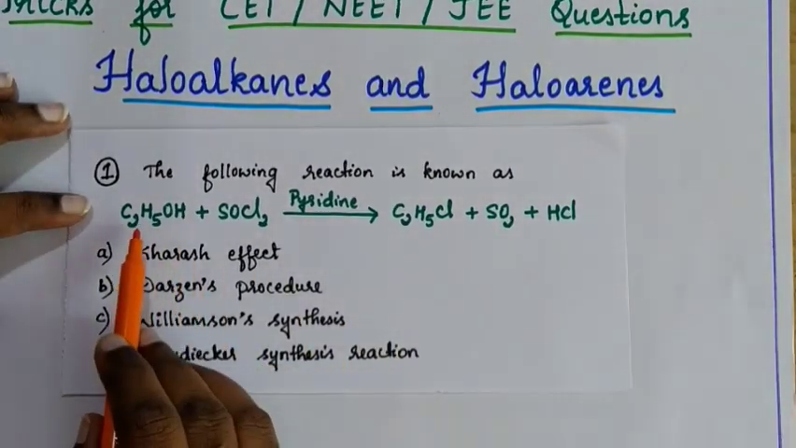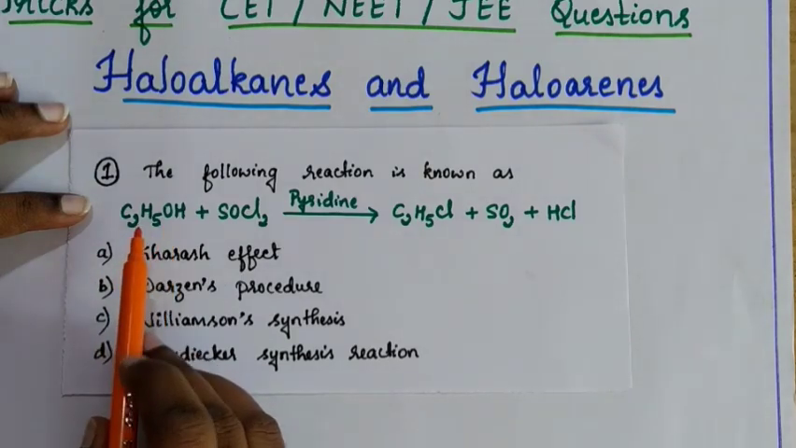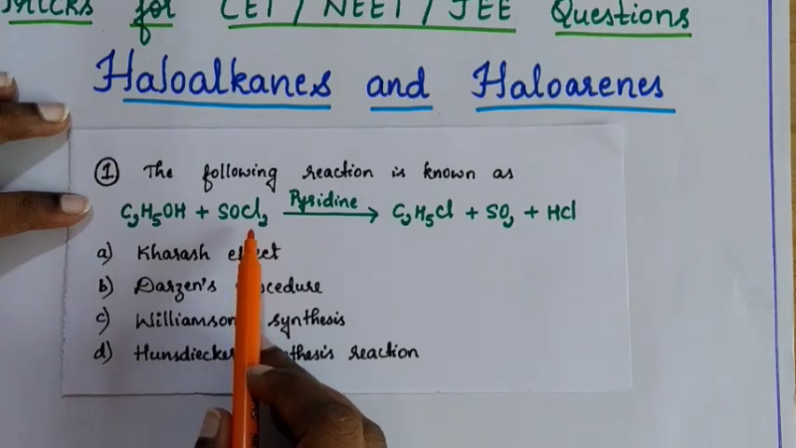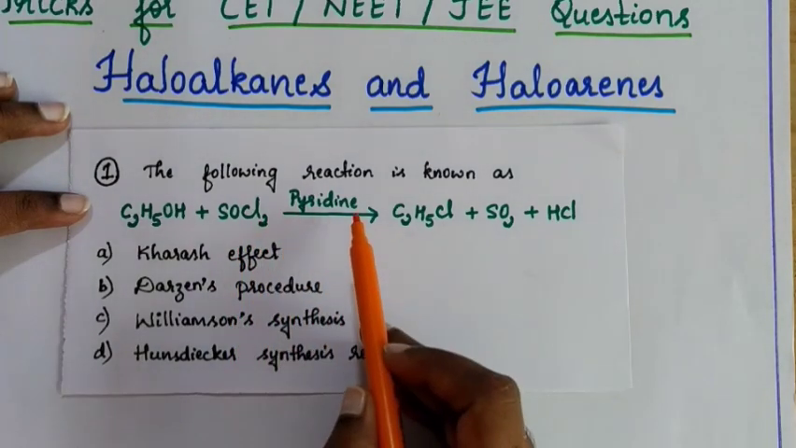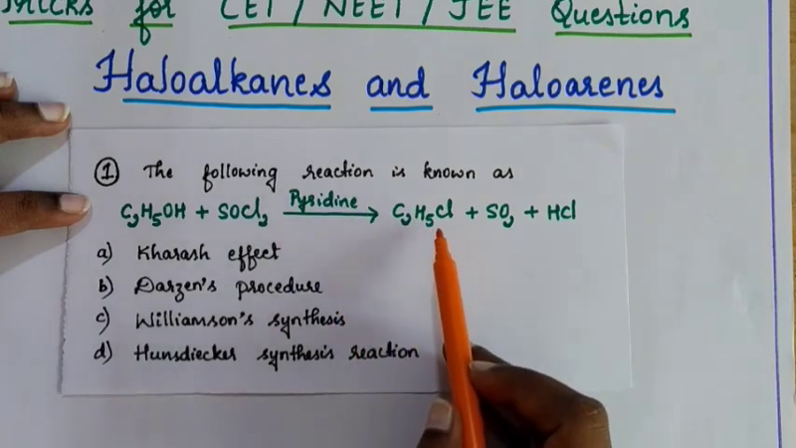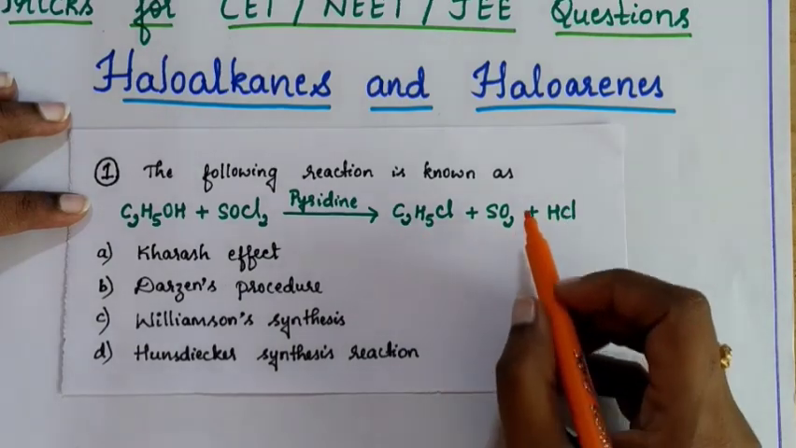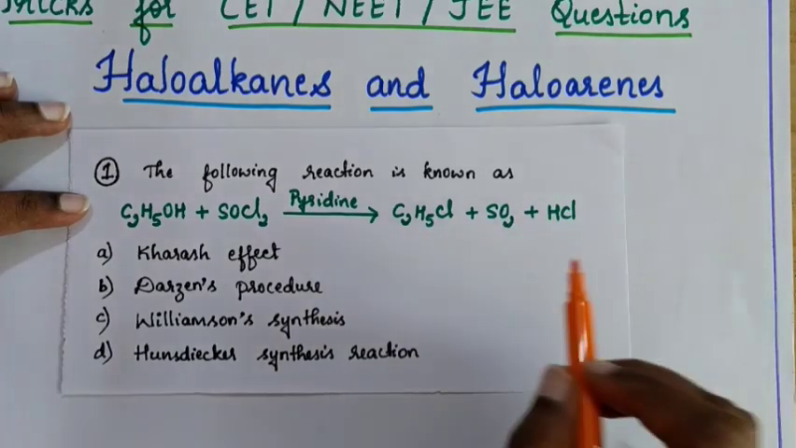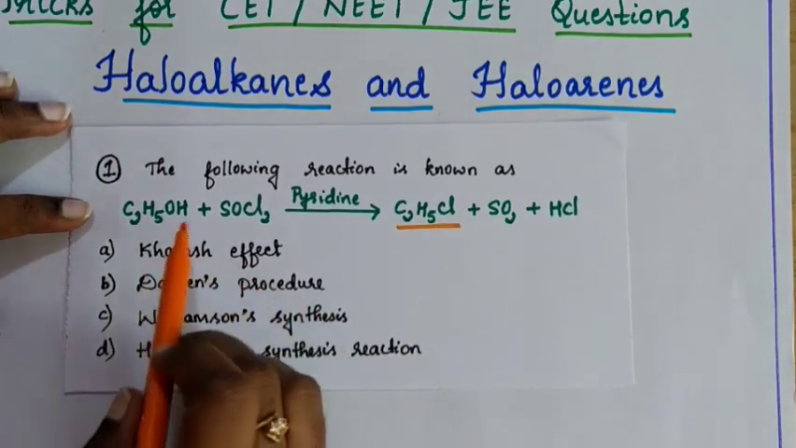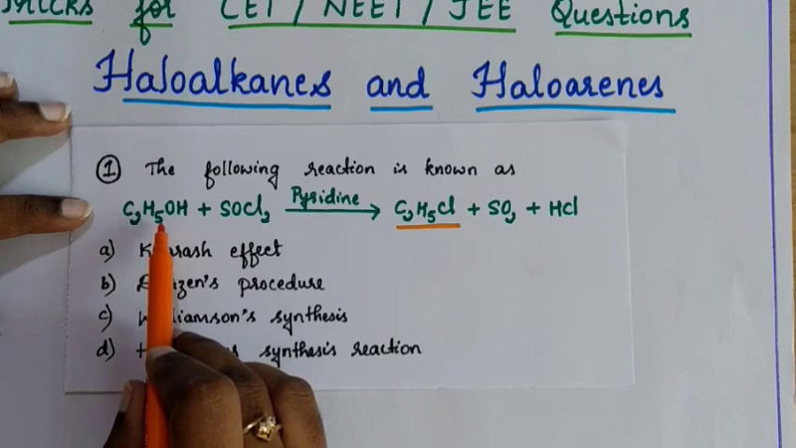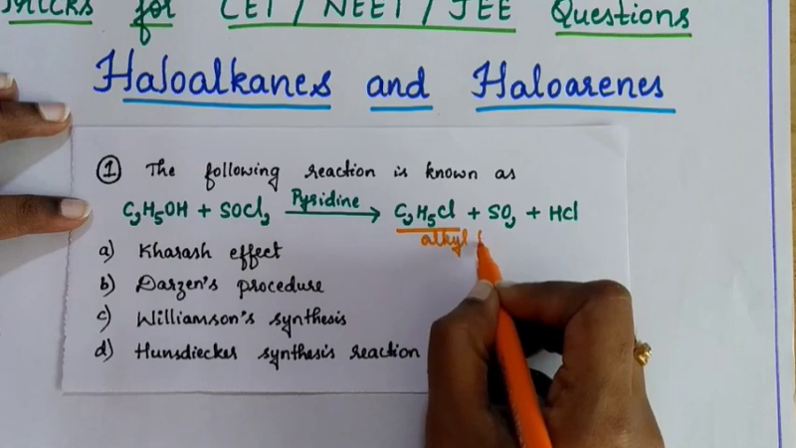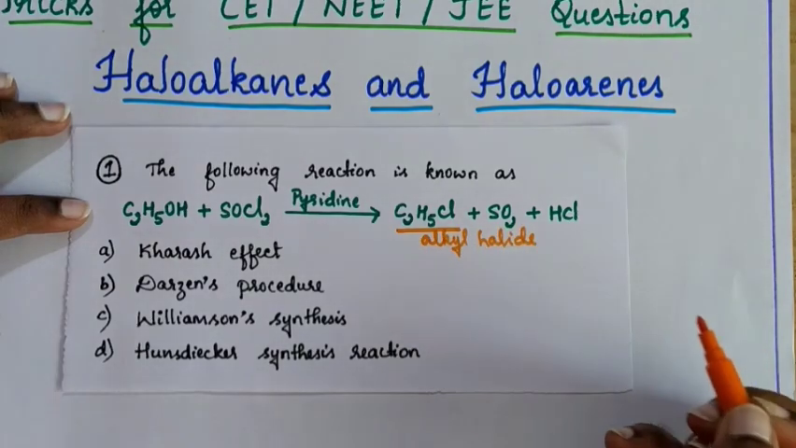The reaction is C2H5OH, that is ethanol, reacting with SOCl2, thionyl chloride, in the presence of pyridine, and it forms C2H5Cl, that is alkyl halide, and here SO2 and HCl gas have been liberated. So now focus on the question: by using thionyl chloride and alcohol in the presence of pyridine, you have prepared alkyl halide. So this is one of the methods for the preparation of alkyl halide.